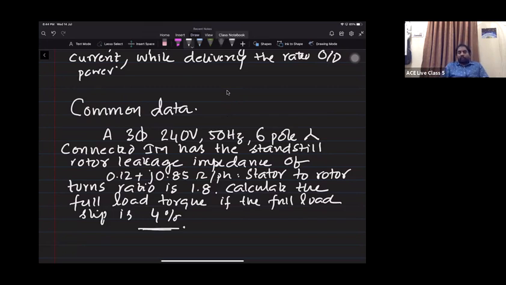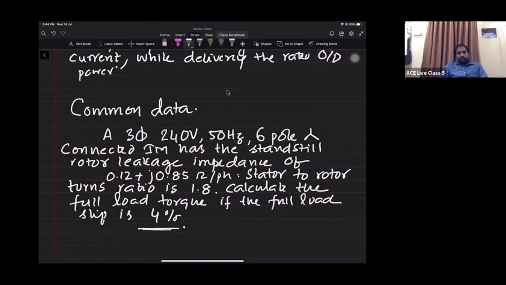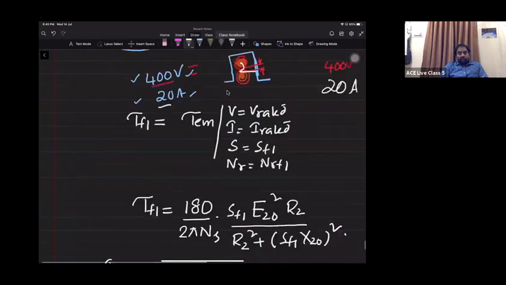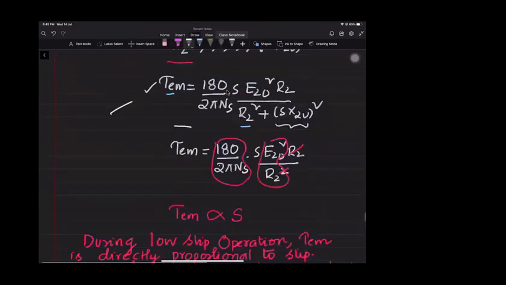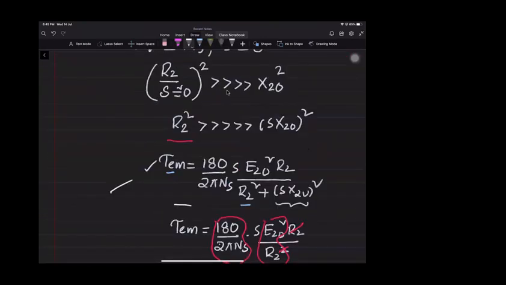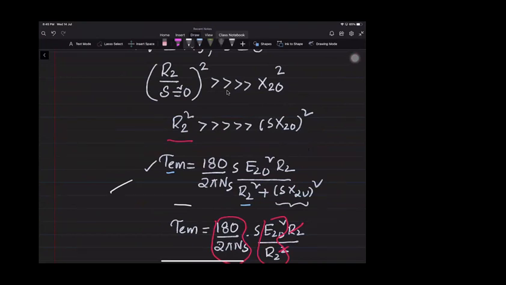Sir, good evening. Good evening, Kumar. Sir, here V2 by V1 is the turns ratio, sir? No, it is K. Secondary voltage to the primary voltage is K. Primary voltage to secondary voltage is A. Understood? Which one do we take as the turns ratio, A or K? It is A. N1 by N2 is the turns ratio. N1 by N2, sir. Okay, sir.